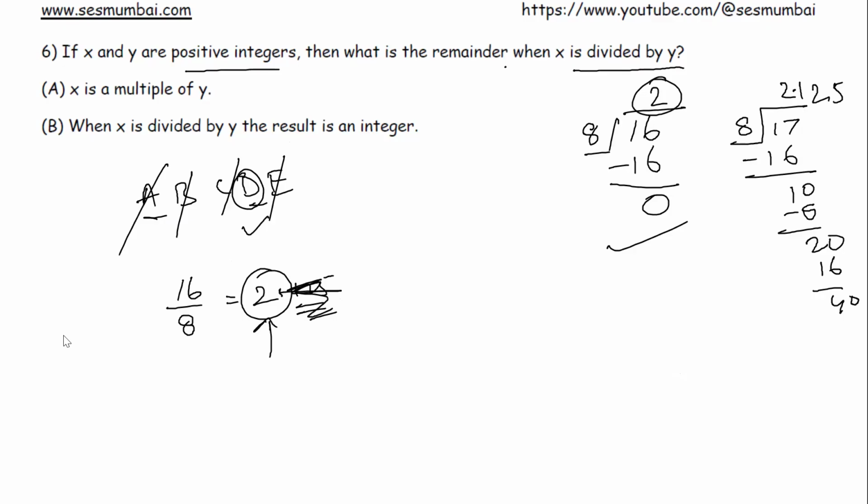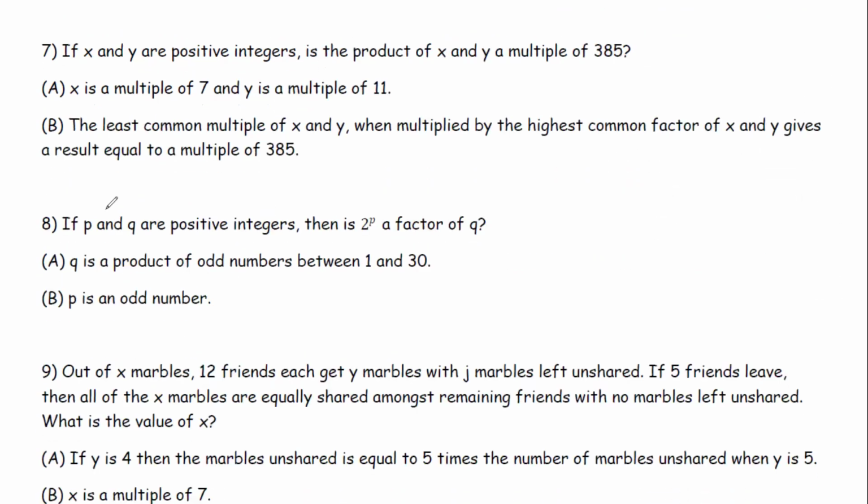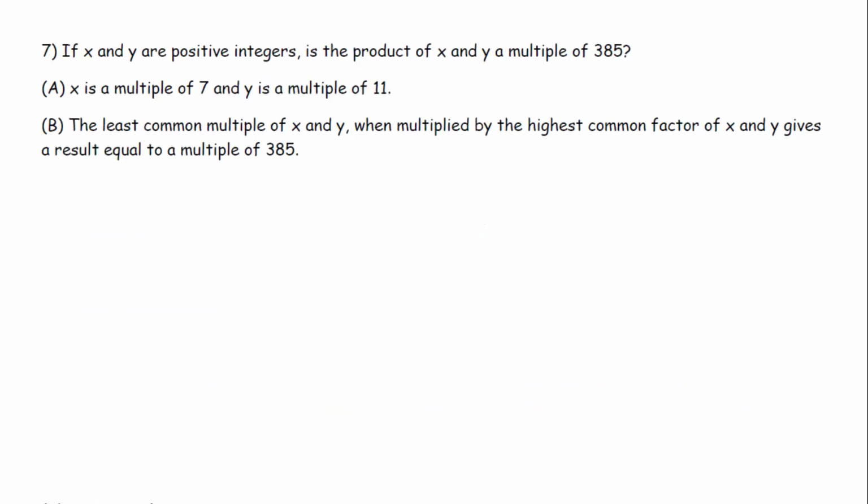So D, seventh question. If x and y are positive integers, is the product of x and y a multiple of 385? All right. So 385, 770, right? So these are the multiples of 385. So is the product of x and y a multiple of 385?